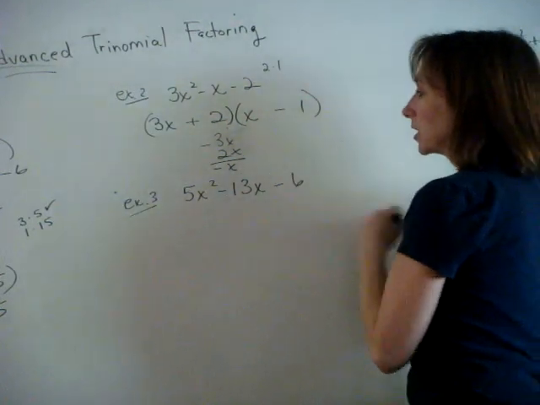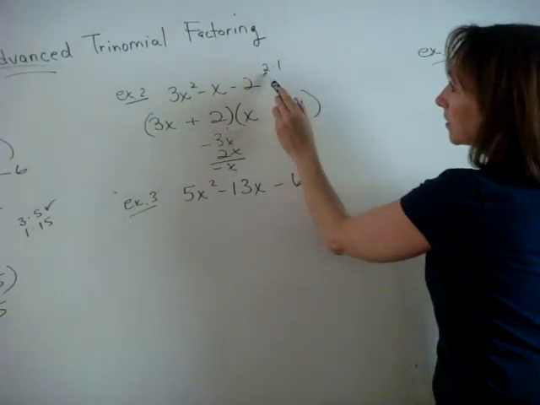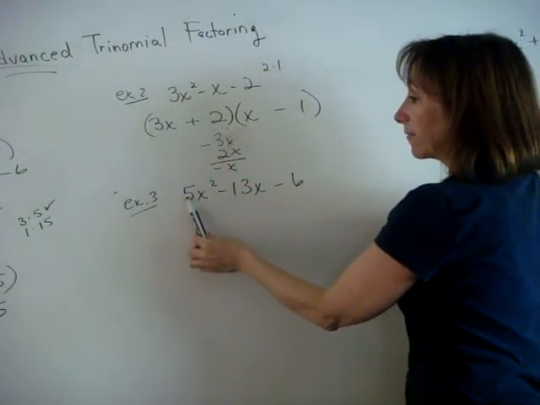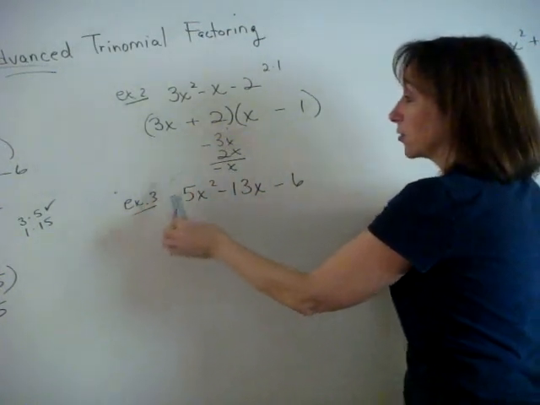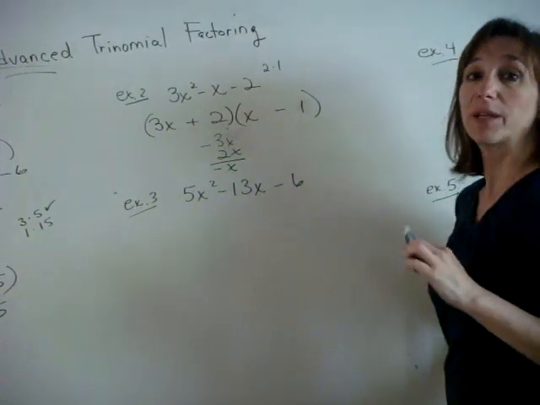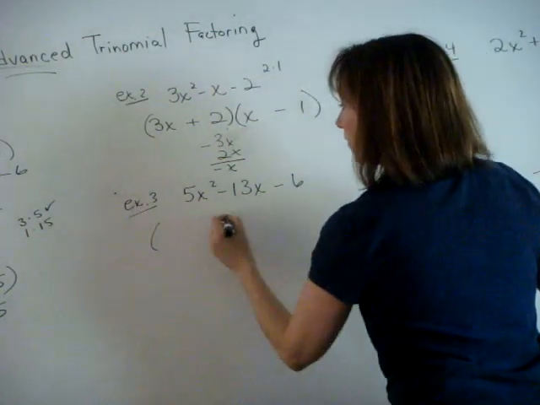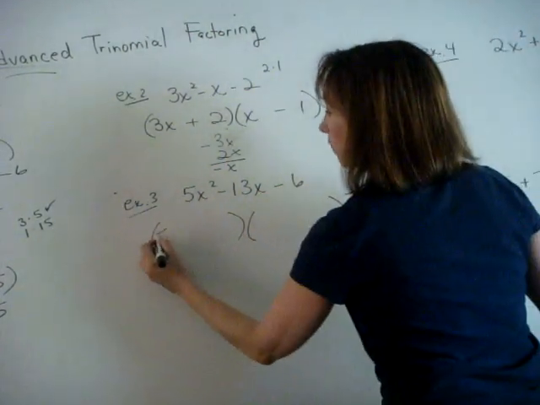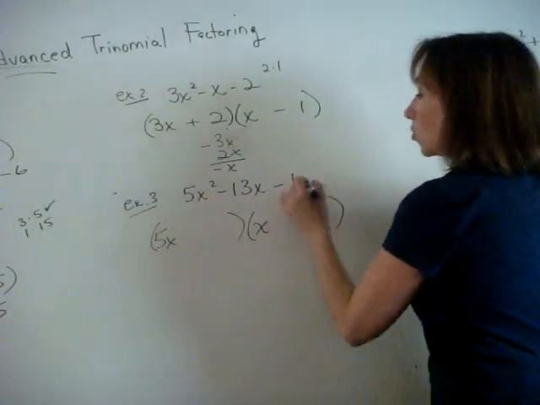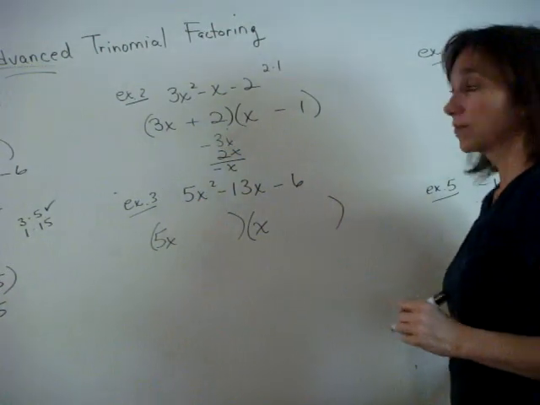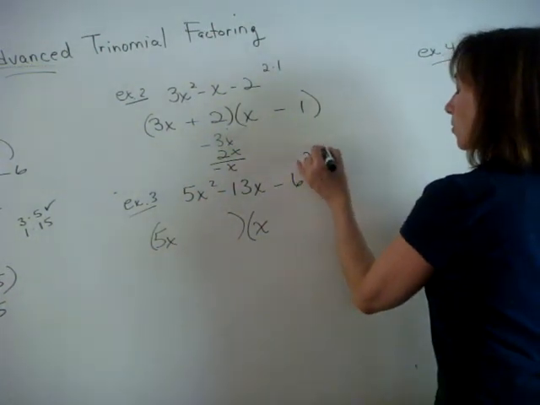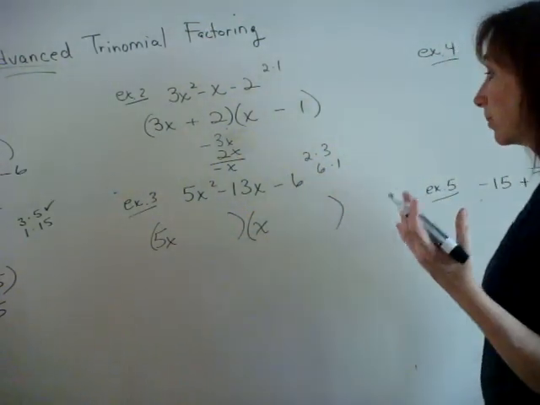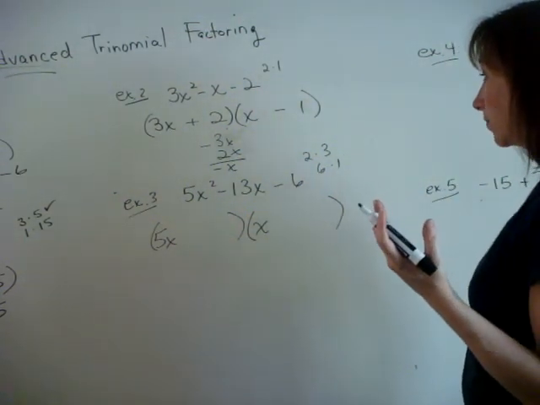Let's do this one. This one's a little bit more complicated. That one was easy because there's only one set of factors. Someday you're going to have more than one set of factors for this one and for this one, and it's going to be a lot of trial and error. So here we go. Two sets of parentheses. What times what gives me 5x squared? Well, 5x times x. What times what gives me 6? Well, we have 2 times 3 or 6 times 1. We just randomly pick one, whatever one you want to do.